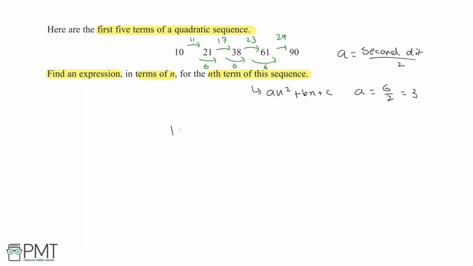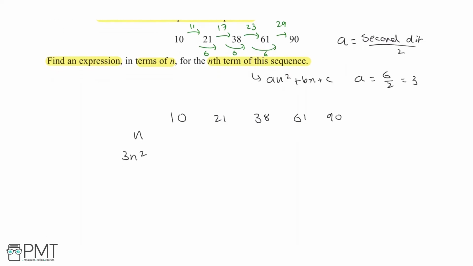So we're going to have our sequence, which is 10, 21, 38, 61, and 90. We will have here n, and then we have here 3n squared. So n is 1, 2, 3, 4, 5. 3 times 1 is 3. 2 squared is 4, times 3 is 12. 3 squared is 9, times 3 is 27. 4 squared is 16, times 3 is 48. 5 squared is 25, times 3 is 75. So this is our terms.